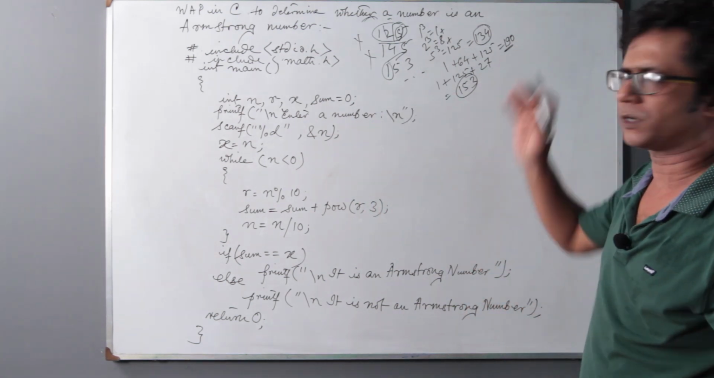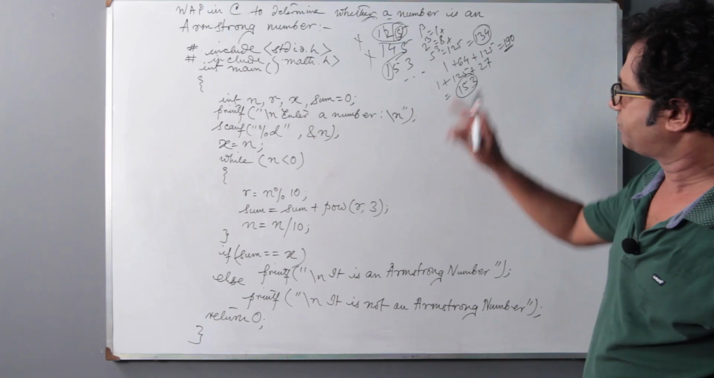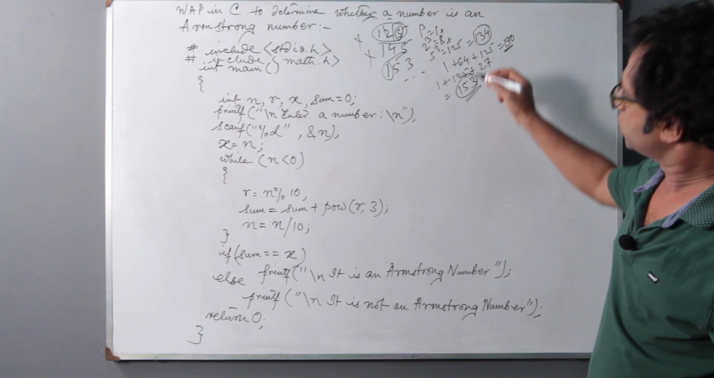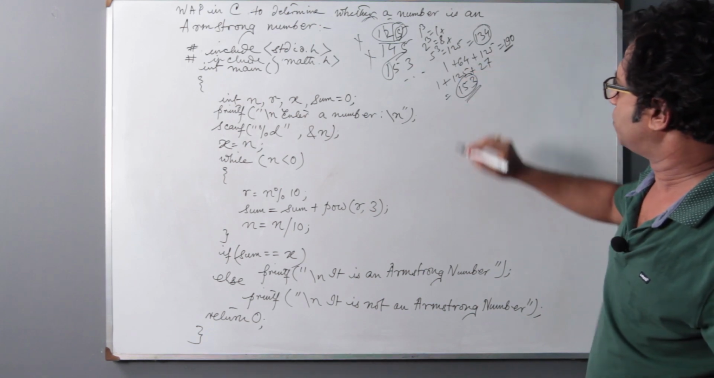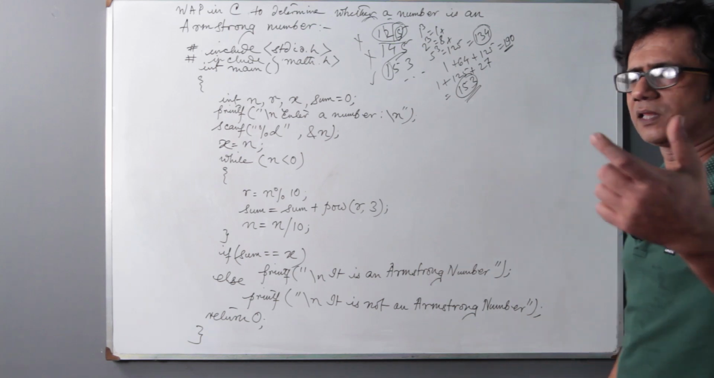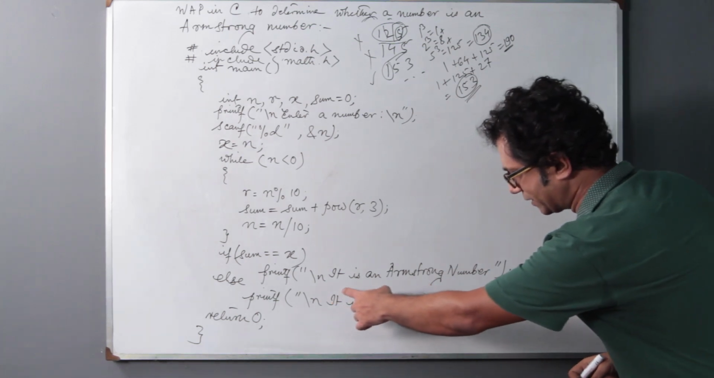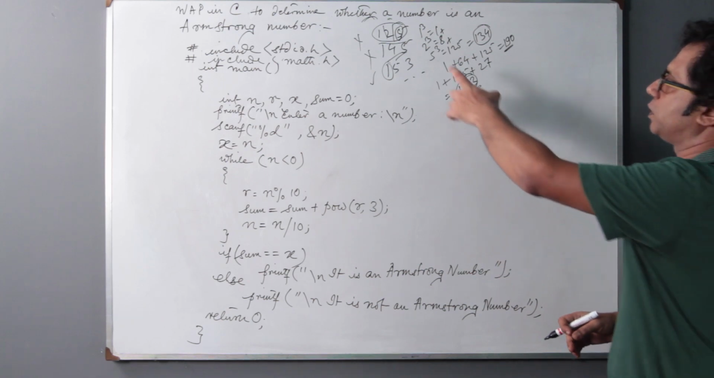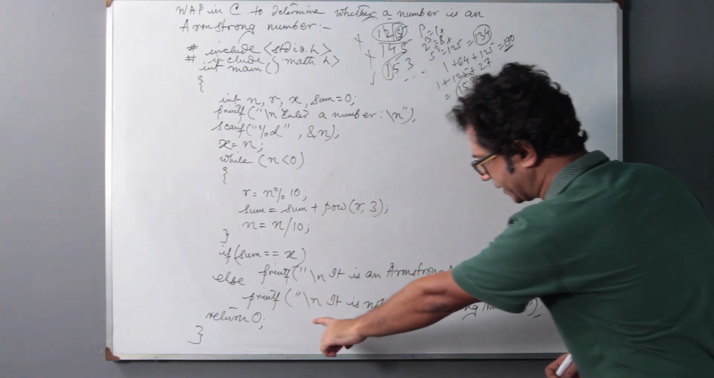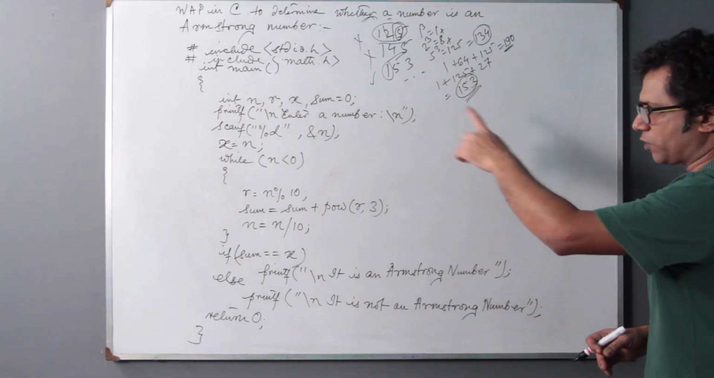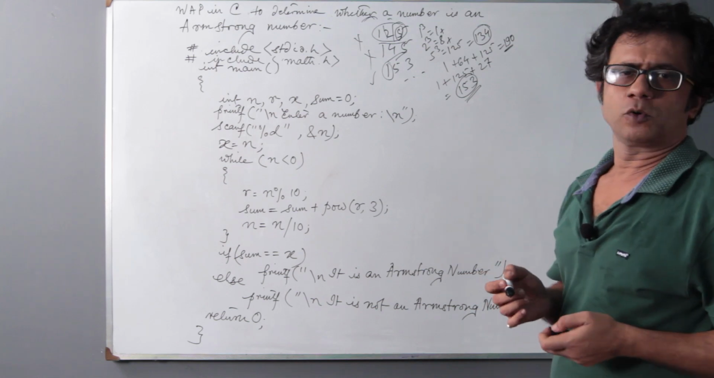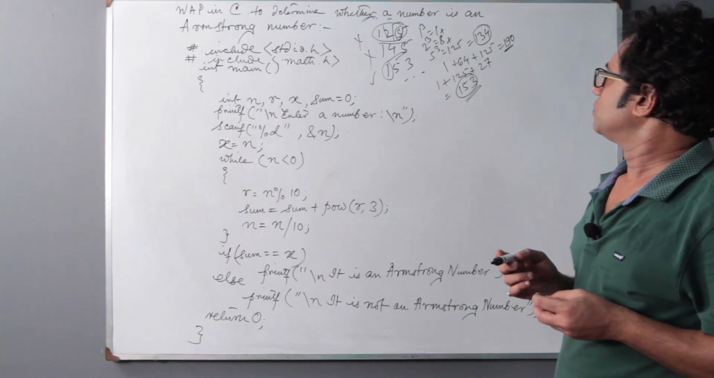There are many possible Armstrong numbers in the sequence, but this is the first Armstrong number starting from 1, that is 153. So if the user gives the value 153, definitely the output of the program will be: it is an Armstrong number. If the user supplies 125, the output will be: it is not an Armstrong number. So our objective is to determine whether any number input by a user is an Armstrong number.